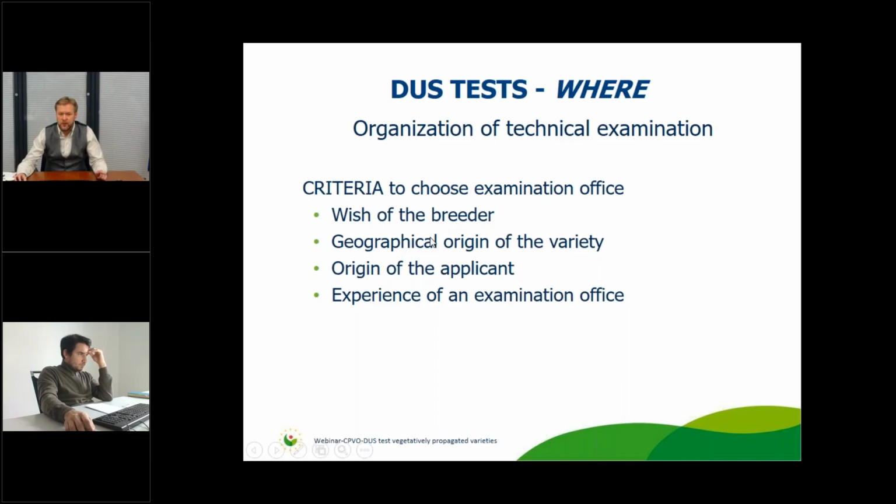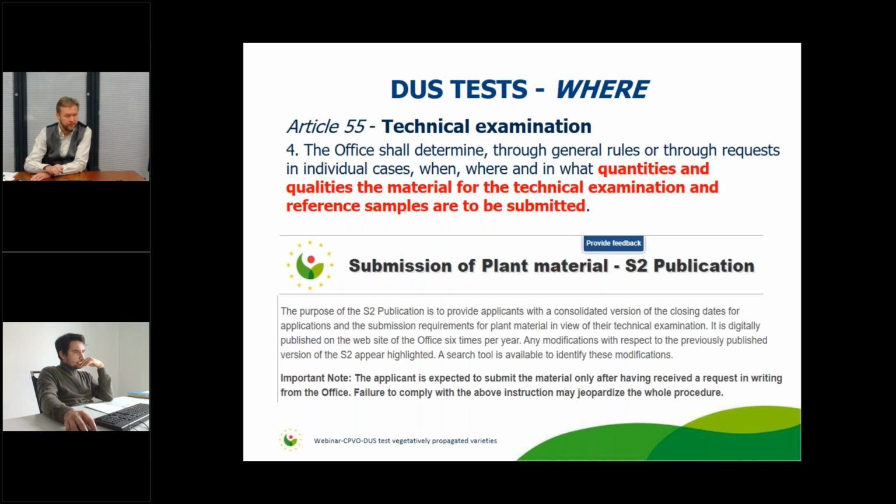There are other elements we look at when we attribute an examination to an examination office. This is the geographical origin of the variety, basically to ensure that the climatic conditions are suitable. The origin of the applicant, to facilitate an easy visit to the growing trial. And of course, we need to take into account the experience of an examination office with that crop.